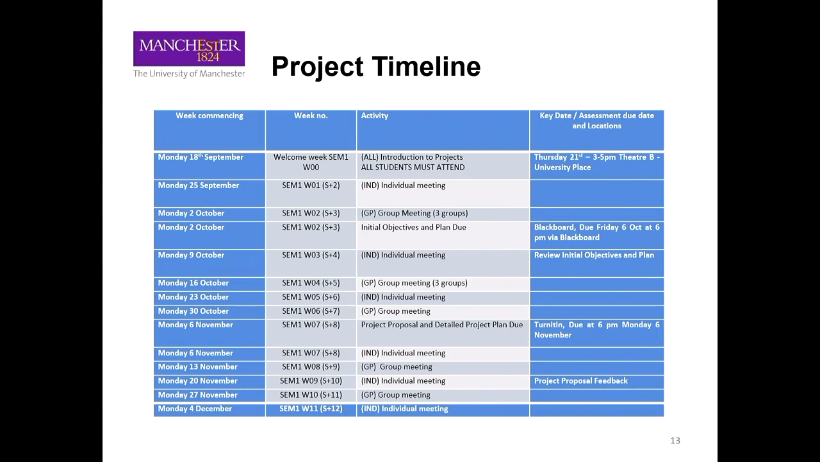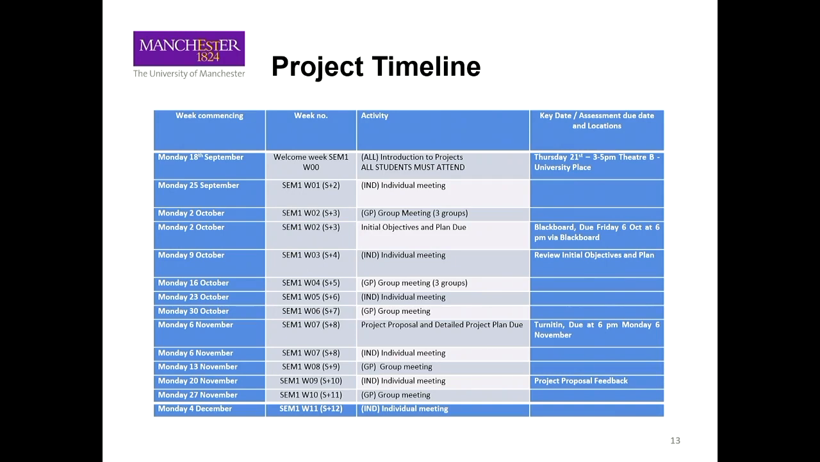The first column, if you look on the left-hand side, is by week. The week beginning, so it's not the date of the meeting. We can't write these tables with specific dates because there are too many projects and meetings at different dates. But the week beginning 18th of September, so this week, we've got the introduction session. Next week, starting 25th of September, you've got your first individual meeting, as I said, and group meeting after that.